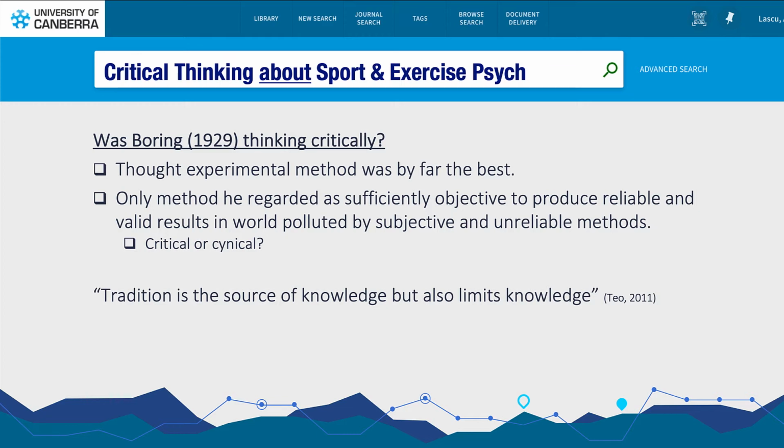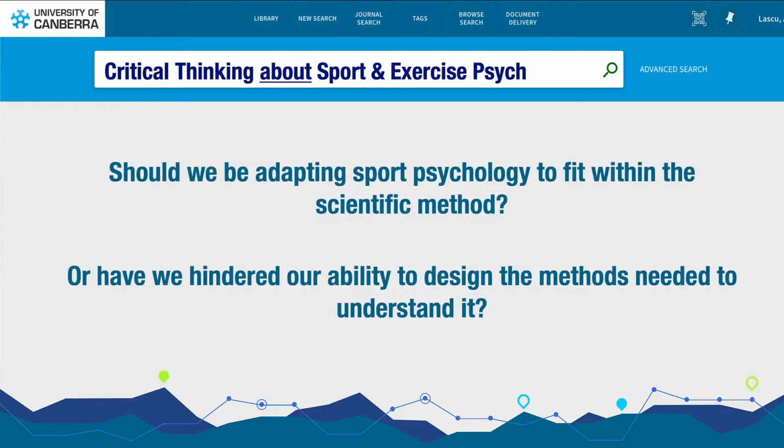There's also a great quote to finish by Teo, which says, tradition is the source of knowledge, but also limits knowledge. And as someone who has researched in an area of tradition, especially elite sport and talent development, I can definitely show you where some of those limits are. So should we be adapting sports psychology to fit within the scientific method? Or have we hindered our ability to design the methods needed to understand sport and exercise psychology?